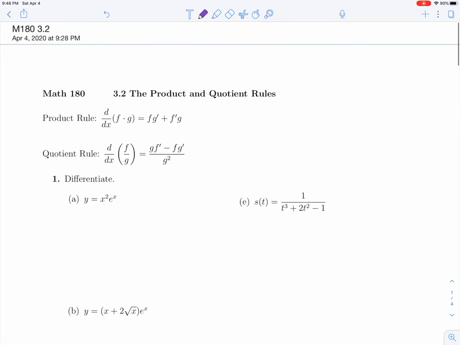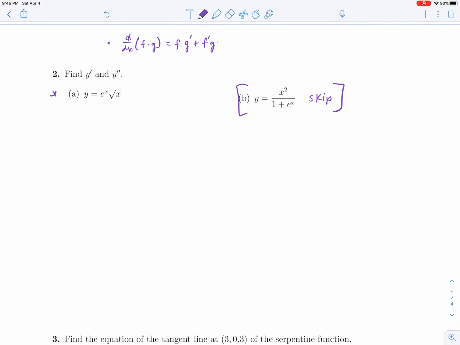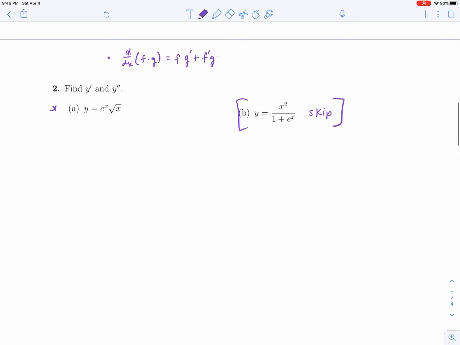Hey, so this is section 3.2, which we've already covered mostly. I just wanted to go over a couple more examples. For example number 2, we're asked to find y prime and y double prime, so the first and second derivative. First derivative, we just use product rule.